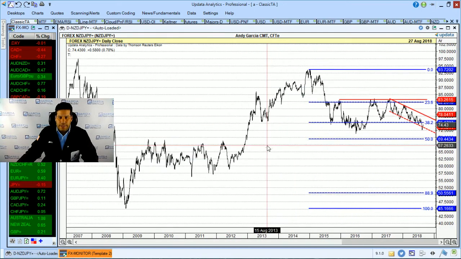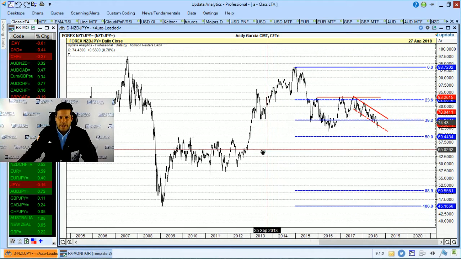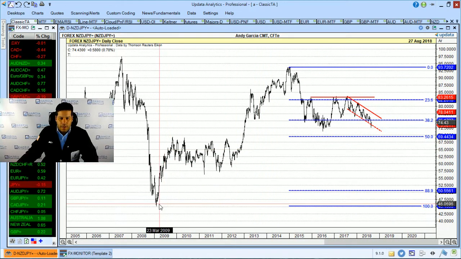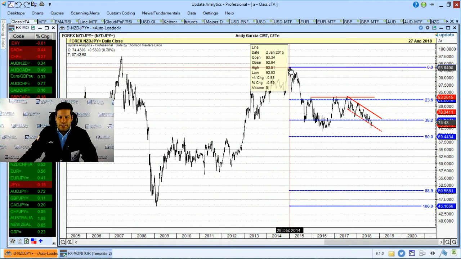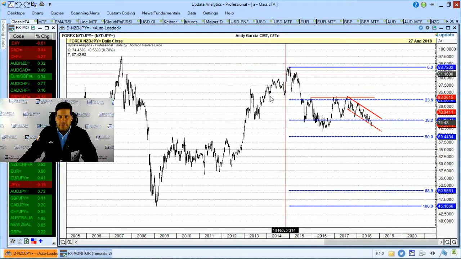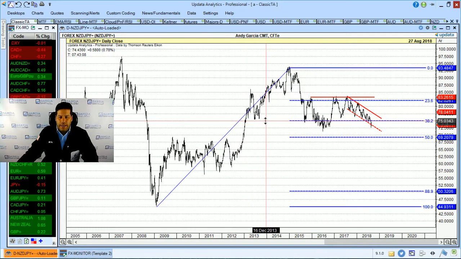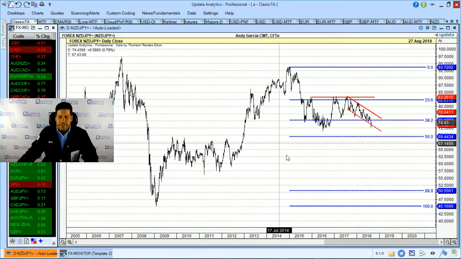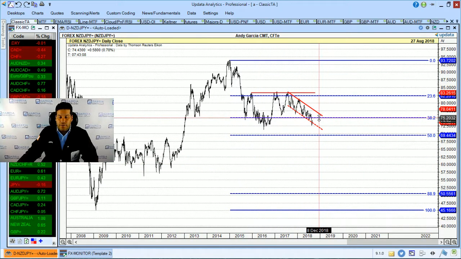Okay, the New Zealand yen, if you go back to 2008, you take this low and then measure your Fibonacci tool up to this high, going to the 8th of January 15. This kind of gives you a context here that the market is trading right at the 382 for right now.